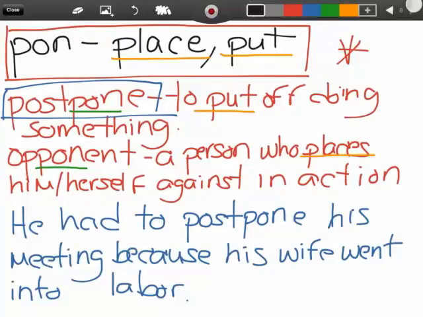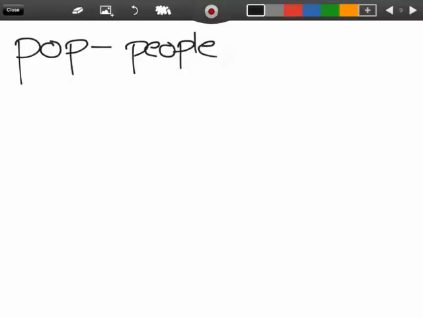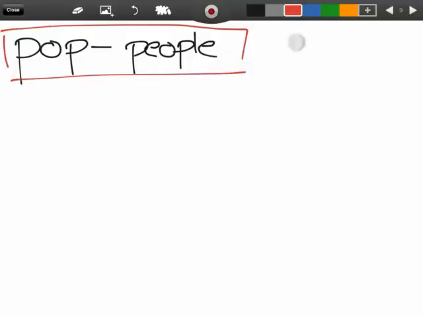Moving on to our next root, which is pop. Pop. And it means people. Pop is a widely used root, so I'm going to go ahead and put that in a box and put a little star here.